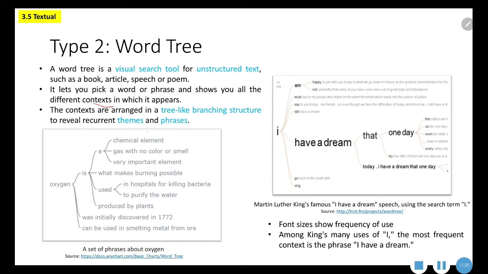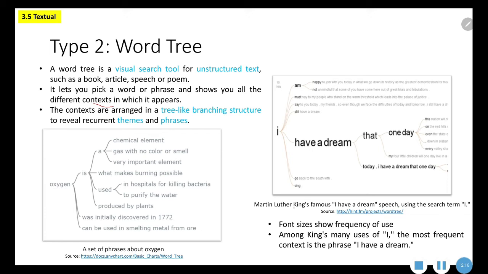Same goes for the first one here, but because of the structure of the sentences, we can represent it in a better structure. So oxygen is what makes burning possible. Oxygen is used in hospitals for killing bacteria. And what else is it used for? It is used to purify water. Oxygen is produced by plants. Oxygen was initially discovered in 1772, and oxygen can be used in smelting metal from ore. So this is how we represent words in a tree.